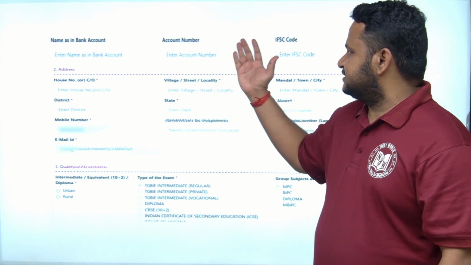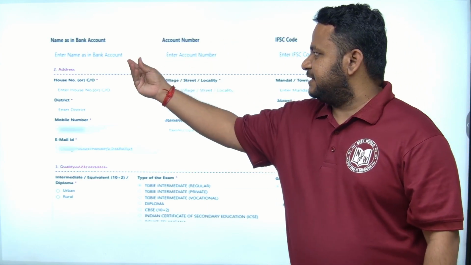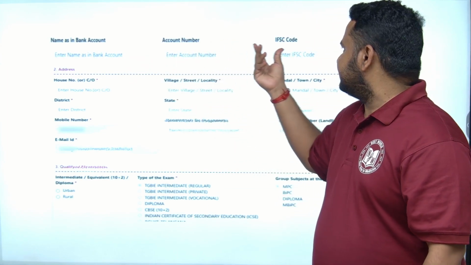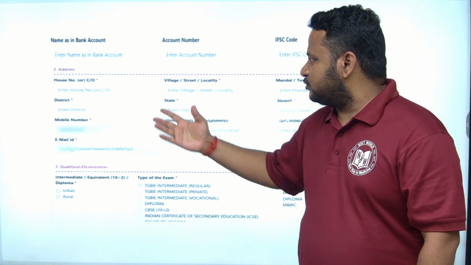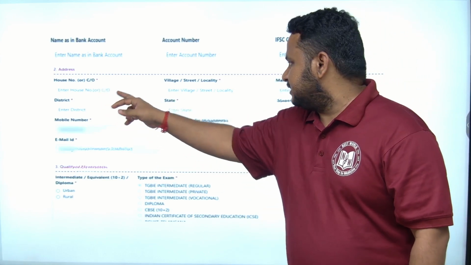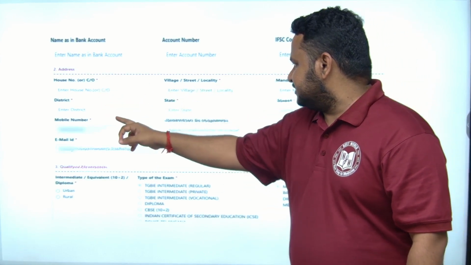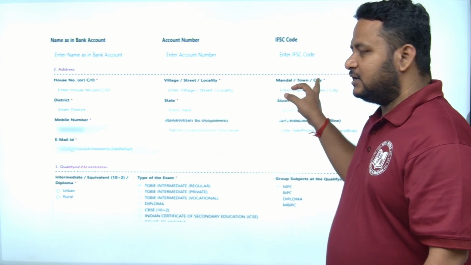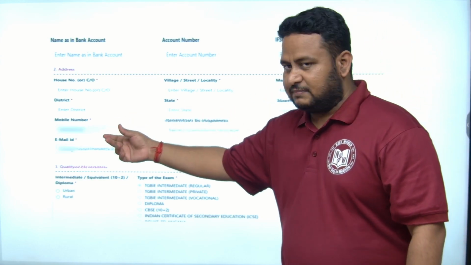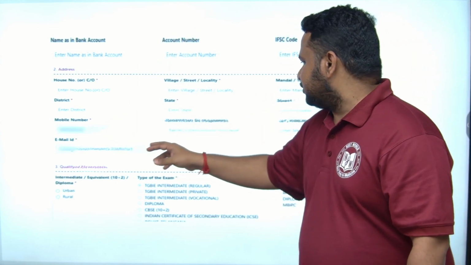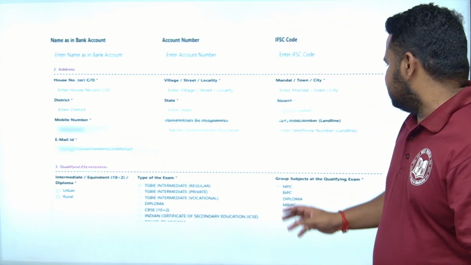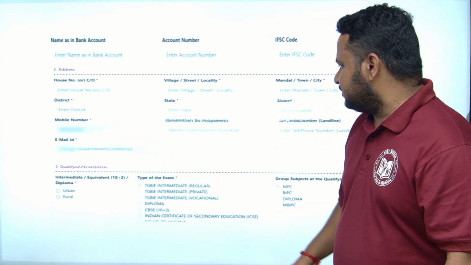Next, bank details. This is optional but still provided. Name as in bank account, then account number, then IFSC code. Then coming to address, you have to start with house number, village or street or locality, district, state. Before that you have to give mandal, town or city. Then your mobile number which you gave earlier, and you have to give the email ID. Telephone number, if you have a landline you can give, otherwise it's okay.